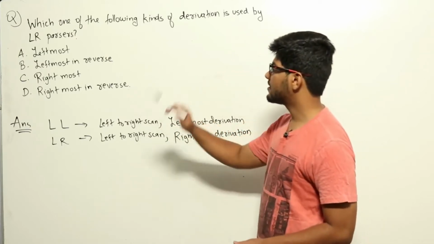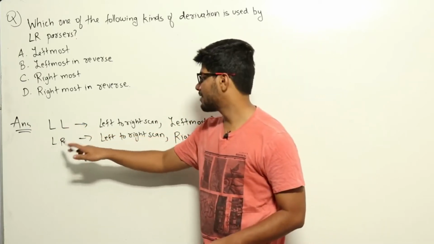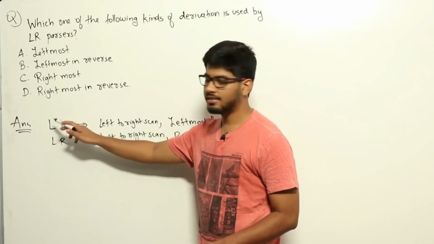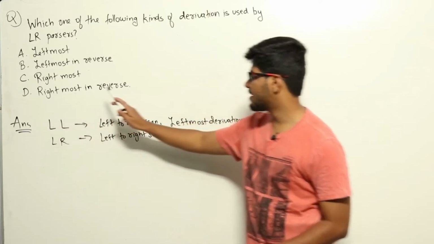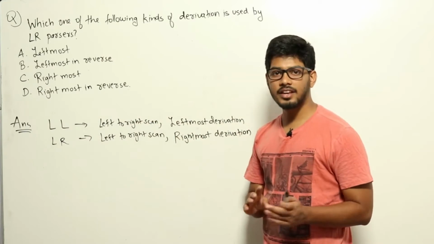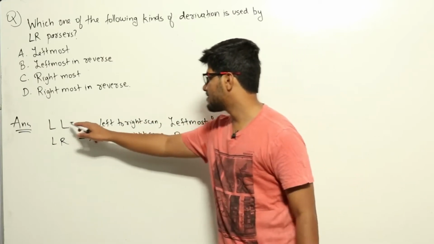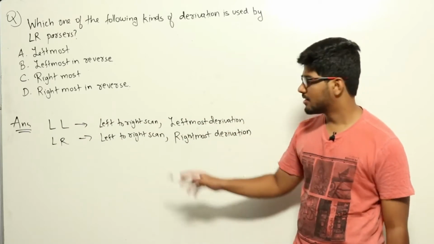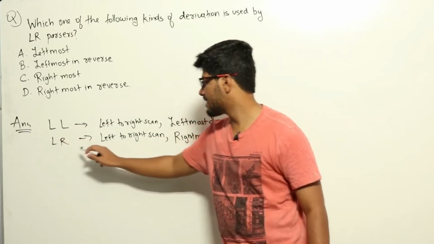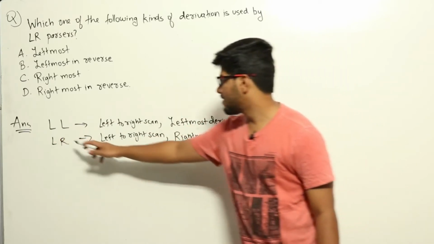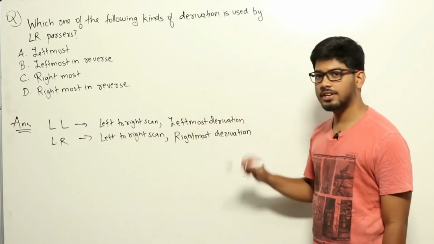So there are 2 major kinds of parsers, that is LL parsers and LR parsers. Now in LL, the first L stands for left to right scan, meaning the input we are scanning from the left side to the right side, and the second L stands for leftmost derivation. Similarly in LR parsers, the first L stands for left to right scan and R stands for rightmost derivation.